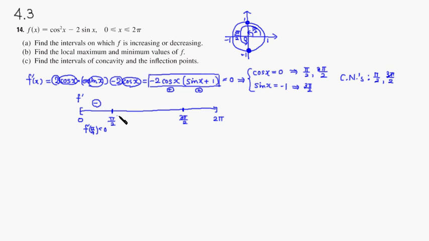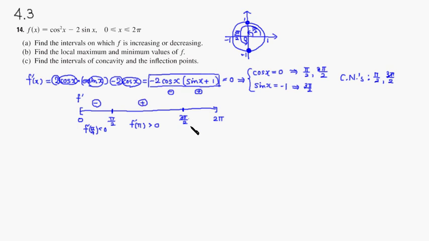Then between pi over 2 and 3 pi over 2, I would try pi. So we look at f prime of pi. Cosine of pi is negative 1, so it's negative, and sine of pi is 0 plus 1, so that's positive. Negative 2 times negative times positive would be positive. So we have a positive sign here.